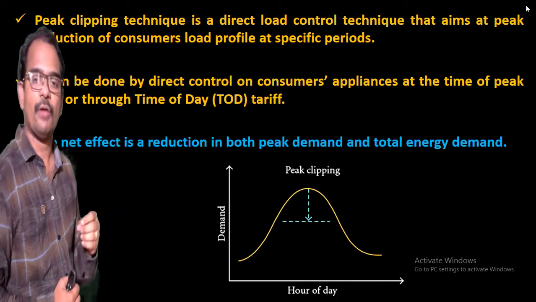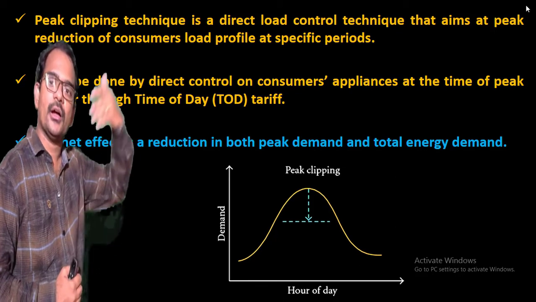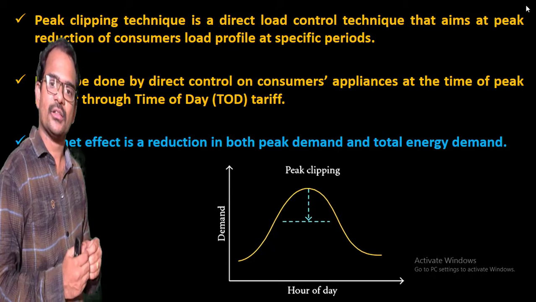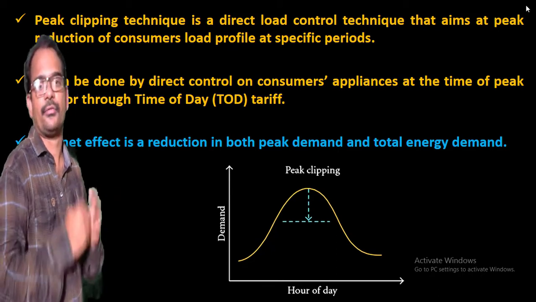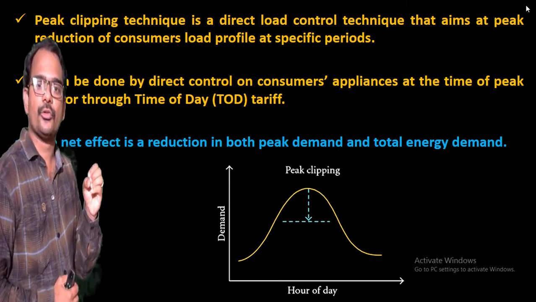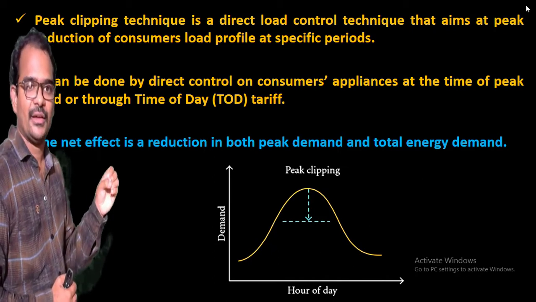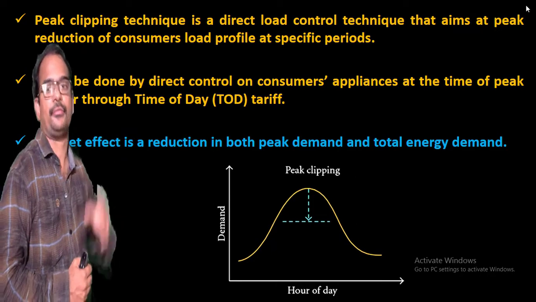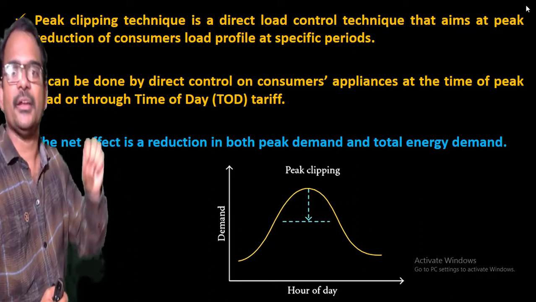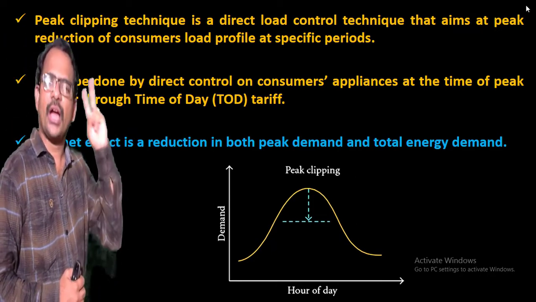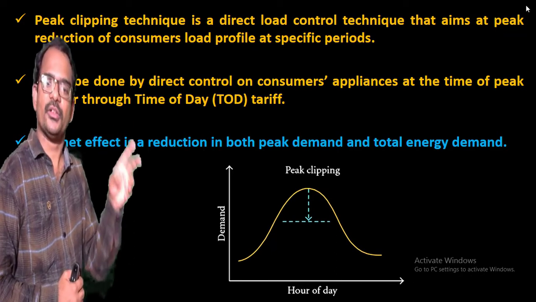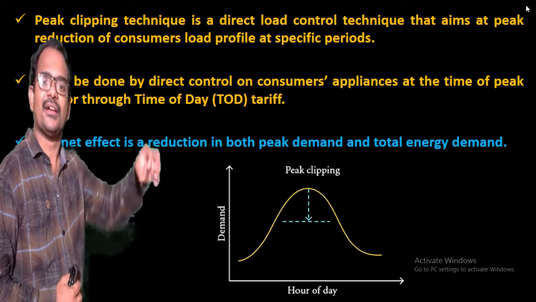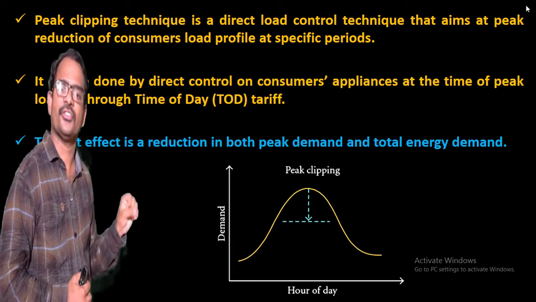So what do we have to do? We have to directly control the loads of the consumers in that particular region, by the government or the power plant officials themselves. And this can be done by direct control on consumers' appliances at the time of peak load or through time of day tariff. There are two ways to reduce this peak demand. The first way is, you have to directly control the consumers' appliances, whether they will be in operation or not. You manually cut down 50 megawatt from the system by yourself.